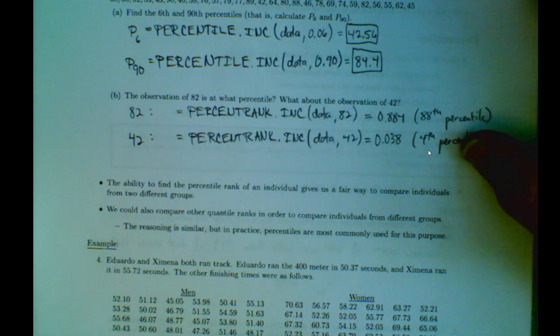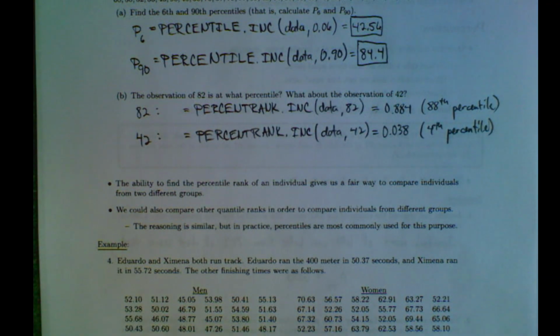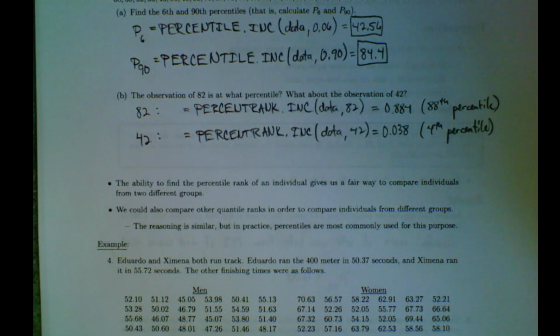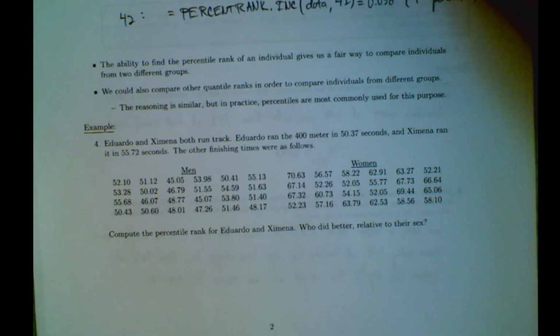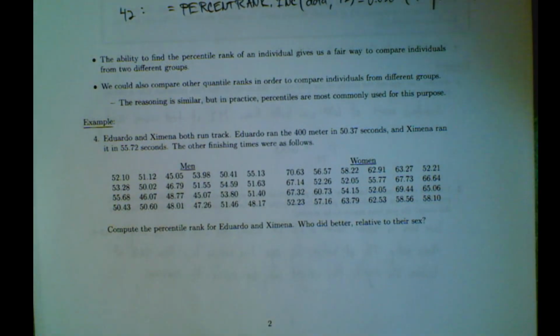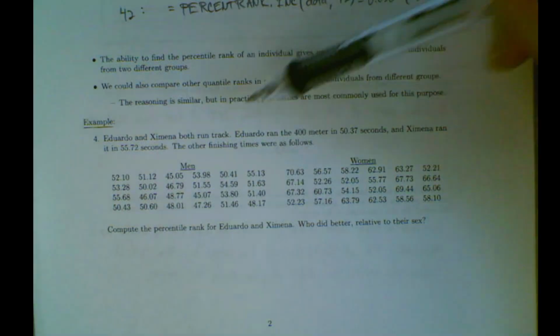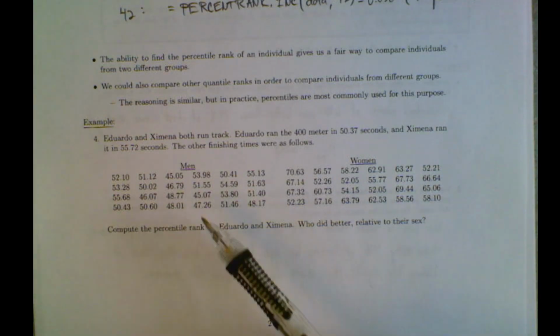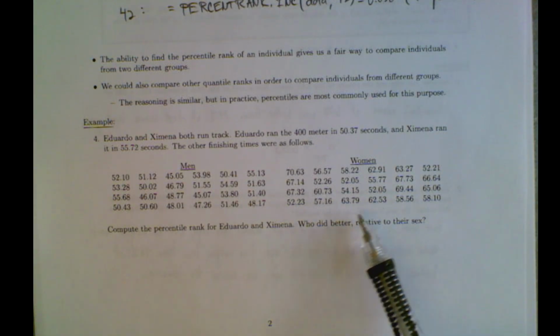Doing so gives us a way to compare the rank of individuals within different groups. So for example, Eduardo and Jimena both run track. Eduardo ran the 400 meter in 50.37 seconds, and Jimena ran it in 55.72 seconds. The other finishing times are as follows. So these are the finishing times for the men, and these are the finishing times for the women.